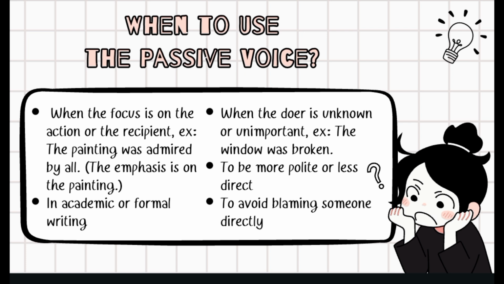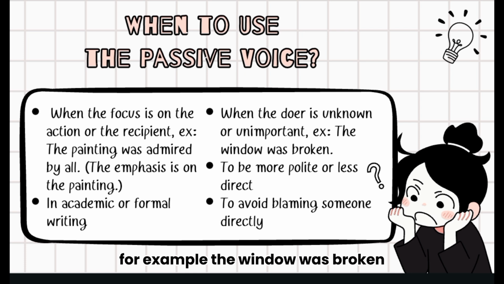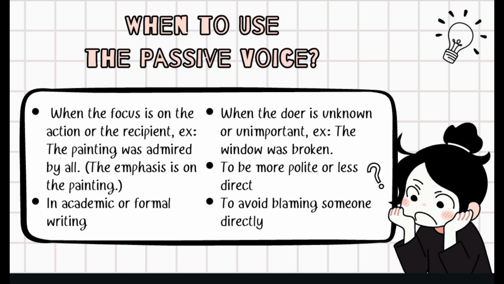And then, in academic or formal writing. And then when the doer is unknown or unimportant. For example, the window was broken. We don't need to know who the person is who broke that window. And then to be more polite or less direct, and to avoid blaming someone directly.